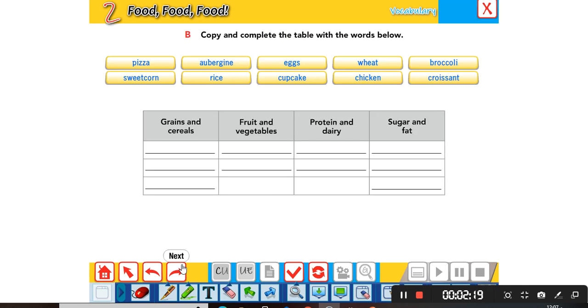Now, after learning these words, let's try to categorize or put them into groups according to their genre or their type of food. We can divide food into types or groups like grains and cereals, fruit and vegetables, protein and dairy, sugar and fat. So the vocabulary that we have just met, we need to divide them into these columns. So to start with the pizza, where do you think we should put the pizza here? Pizza should belong to sugar and fat. Of course, pizza has lots of fats.